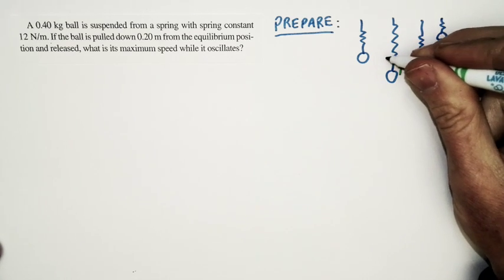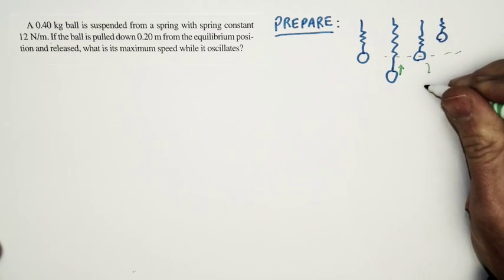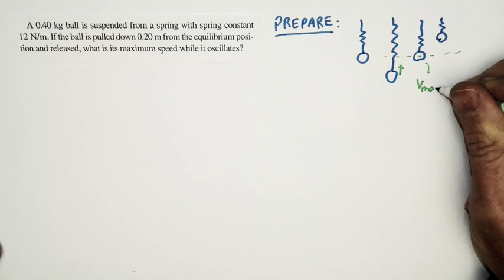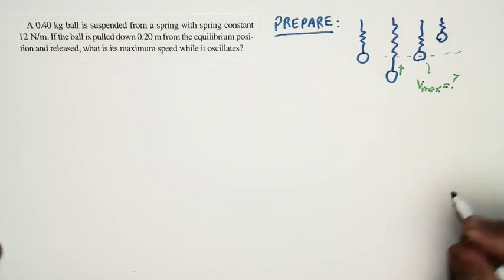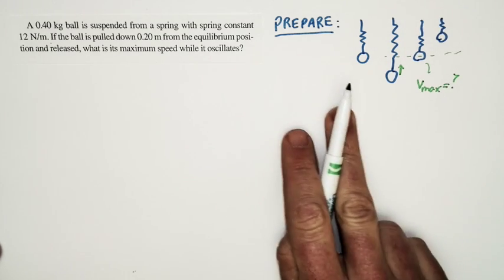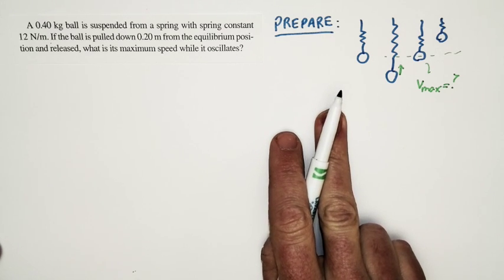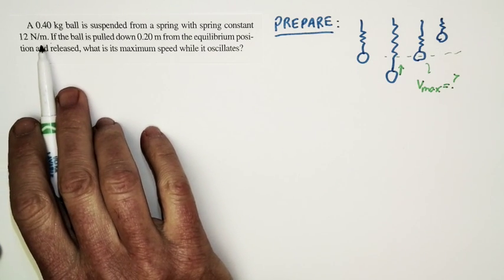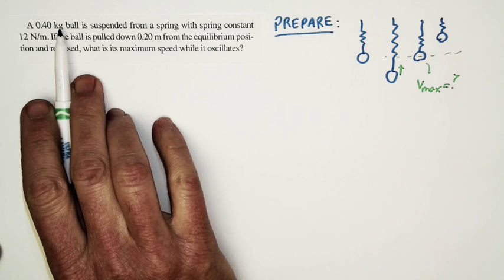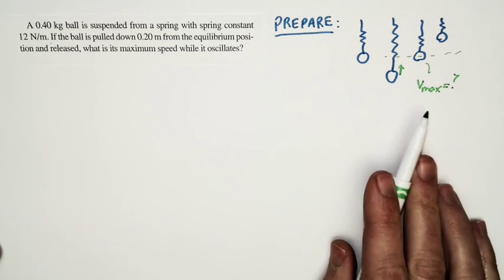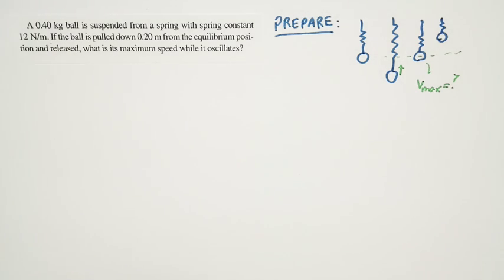And of course the maximum speed happens right when it's at the equilibrium position. I want to know what v max is. What is the maximum speed right there? And I expect this to be a pretty chill oscillation. As I'm saying, this is a pretty gentle spring. It's a reasonably heavy ball. So I'm expecting a pretty chill maximum speed.